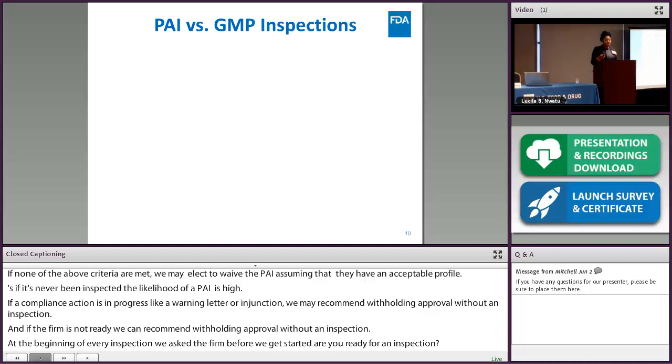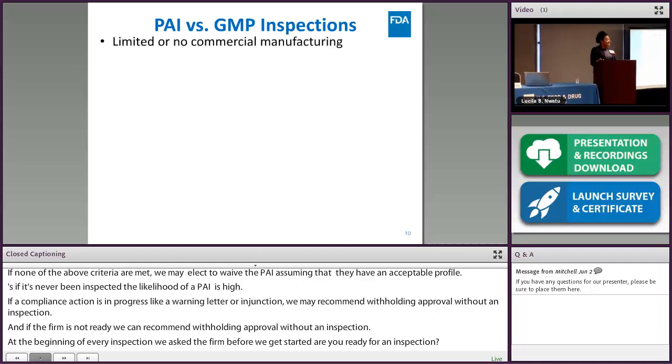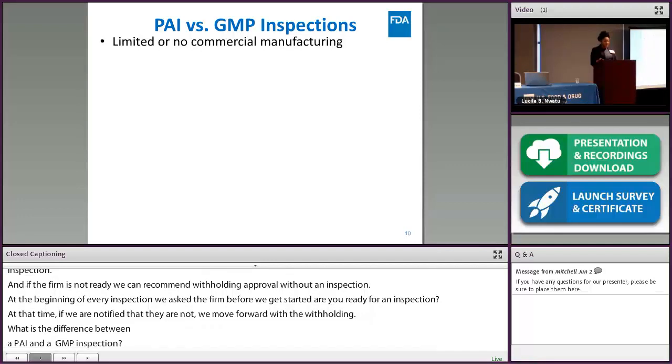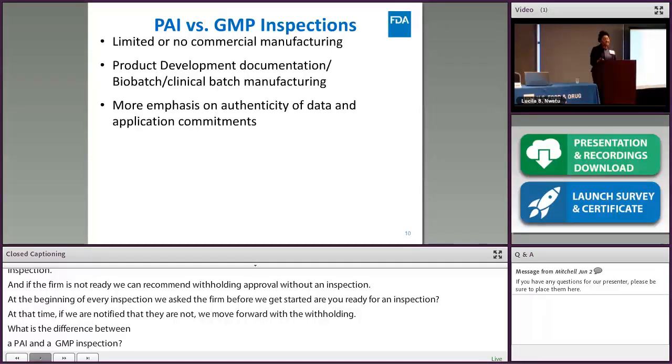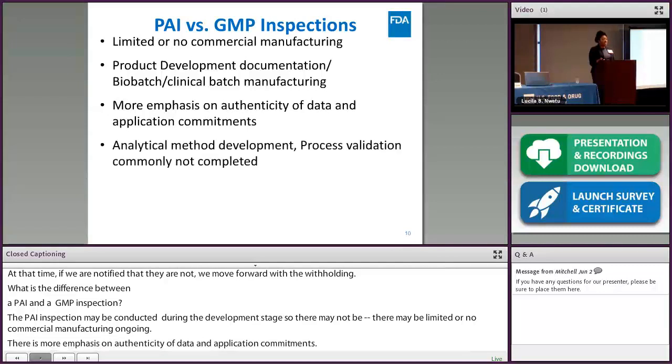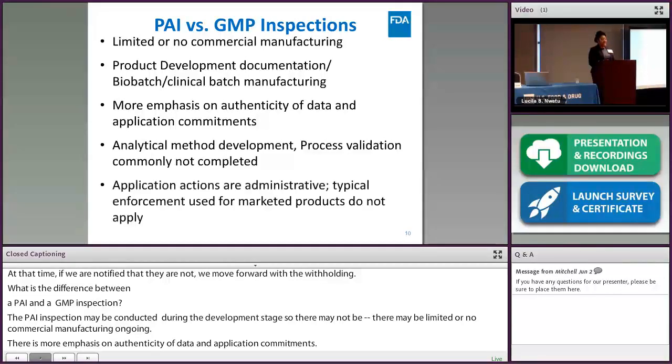So what is the difference between a PAI inspection and a GMP inspection? A PAI inspection may be conducted during the developmental stage, so there may be limited or no commercial manufacturing ongoing. There's more emphasis on authenticity of data and application commitments. We may just look at product development, documentation, biobatch clinical data. We look at the analytical method development at a deeper level, and process validation may not be completed.